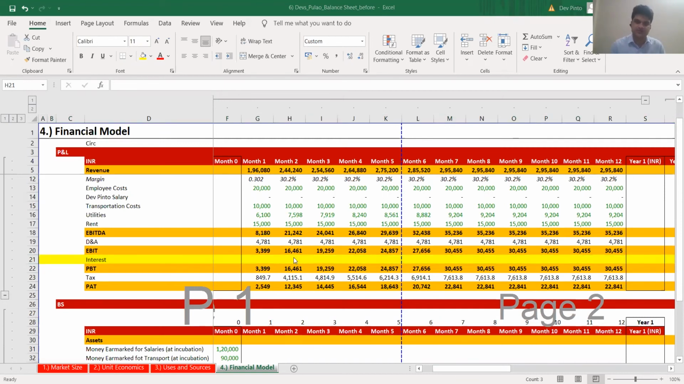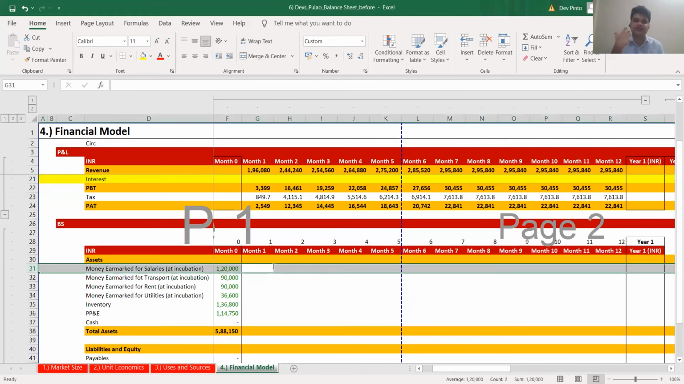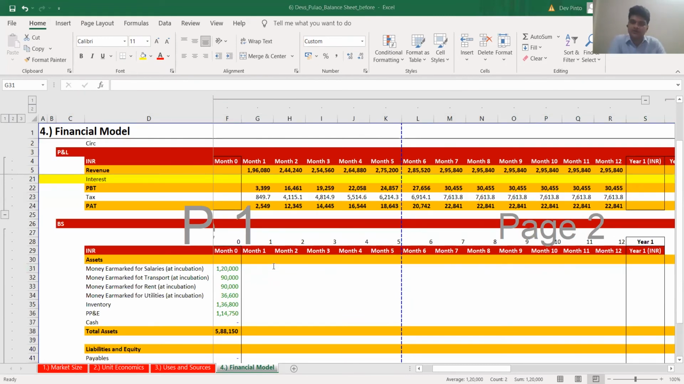So let's look at the balance sheet, right? Let's start with the first line item, money earmarked for salaries at incubation. Now remember what this line item was. What was it, right? We have 2 employees. We're going to pay 10K a month in salaries. And we had kept money in the bank to pay these salaries for the next 6 months in case we were not able to generate cash from our operations to cover this cost.